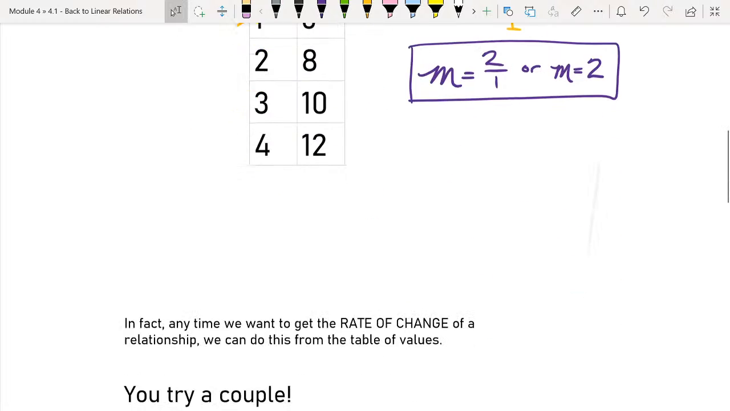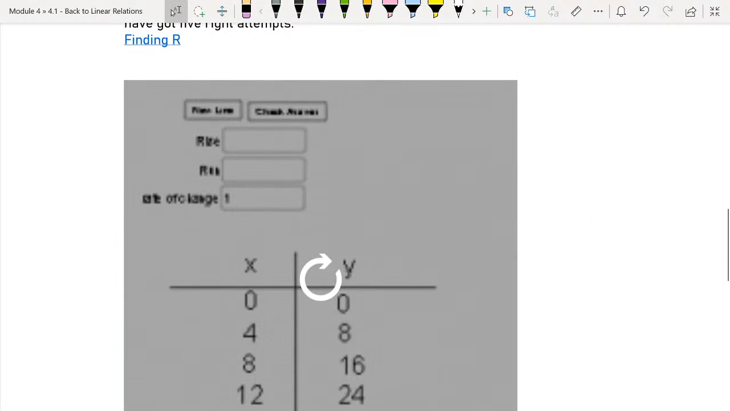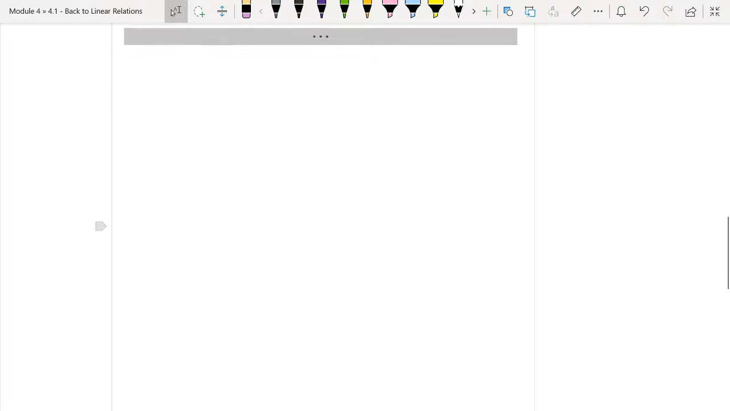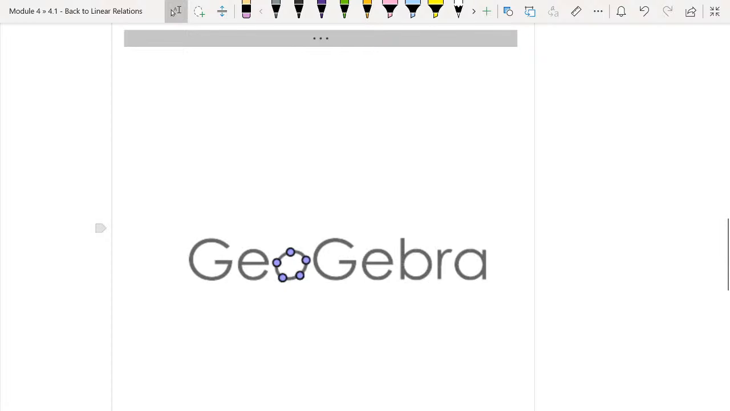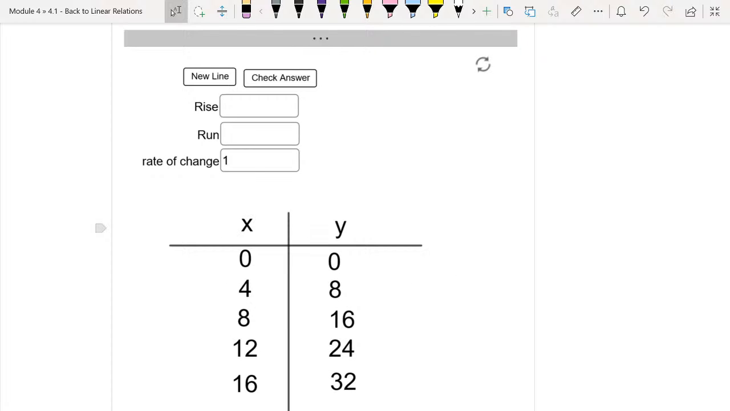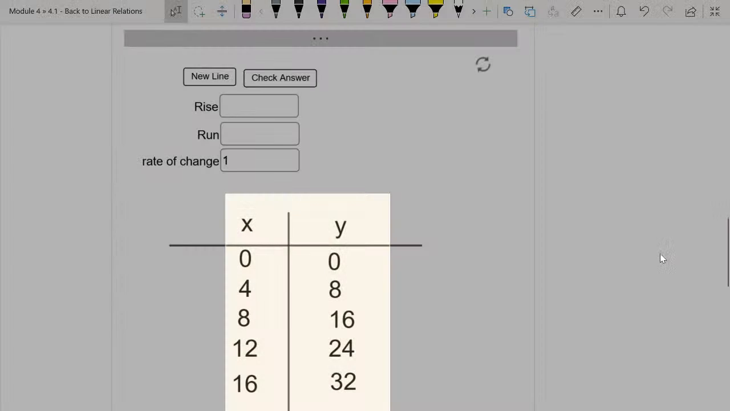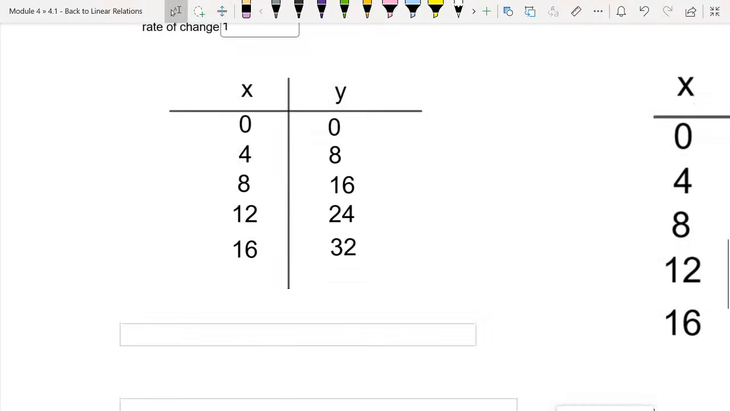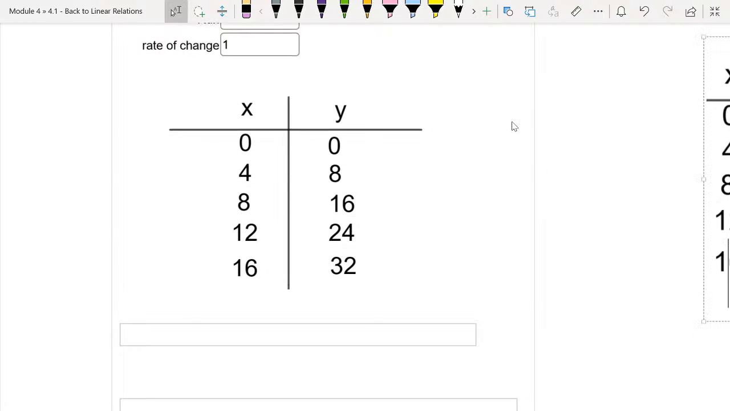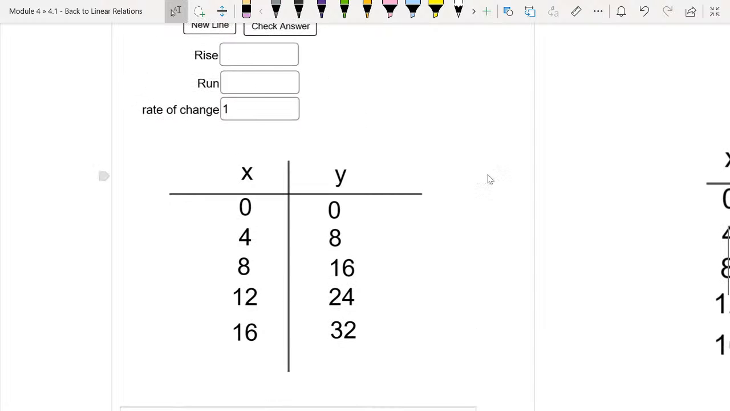All right, there we go. So let's just try one more together, just to make sure we can. This down here will create random questions for you. And I am going to cut and paste a picture of this just so we can write on it, because you can't write on that as it is there. So here's our table, and we're going to find the rate of change. And then we'll go put it into this box here.